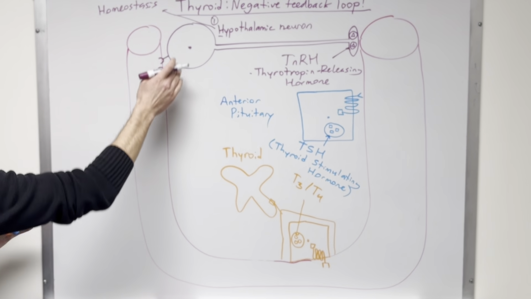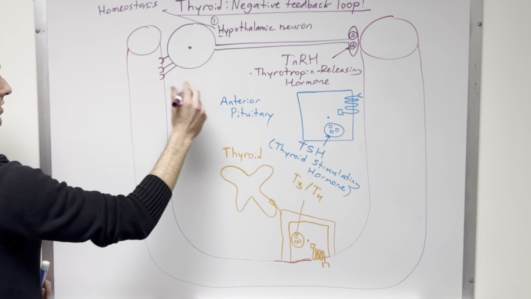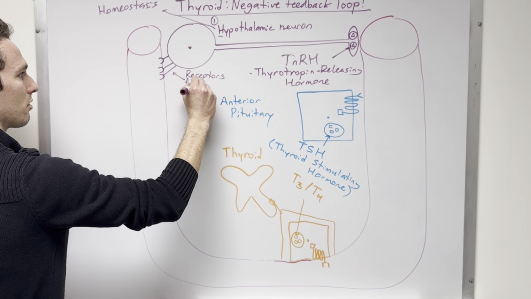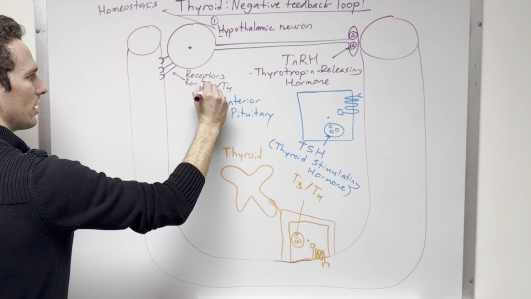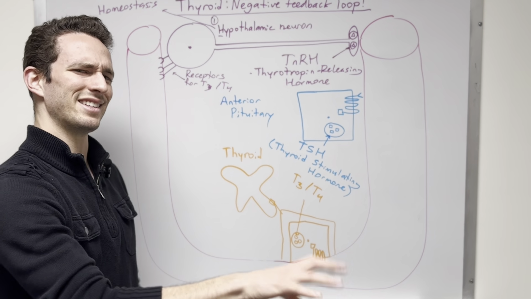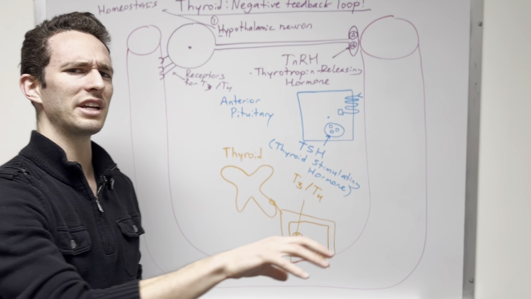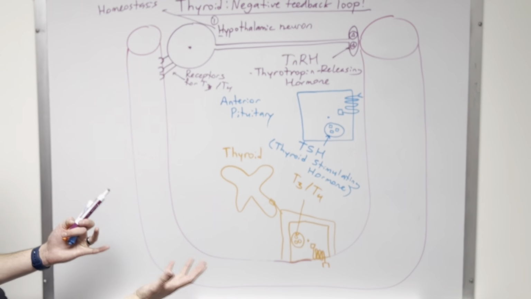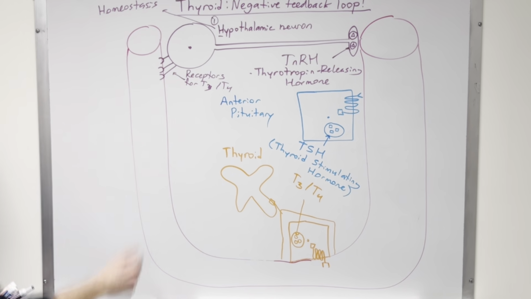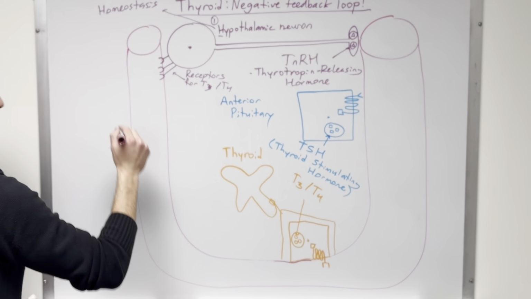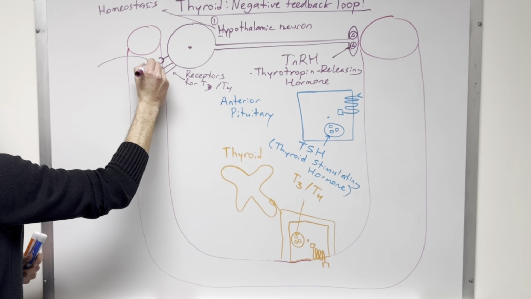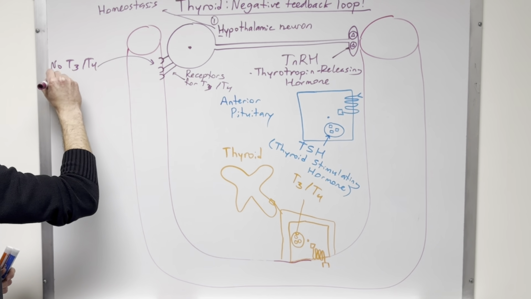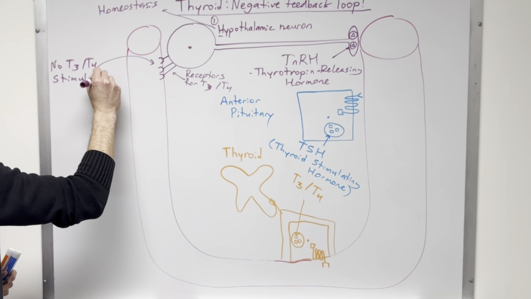Now, as you notice, this neuron has receptors inside of it, and these are going to be specifically receptors for T3 and T4. So think of this neuron as basically testing the blood, testing to see, hey, how much T3 and T4 do we have in the blood currently? And if you notice right now, the way I've drawn it, there is no T3 and T4 in the blood. So I want to point to the receptors, and I'm going to say no T3 and T4 stimulates this neuron.